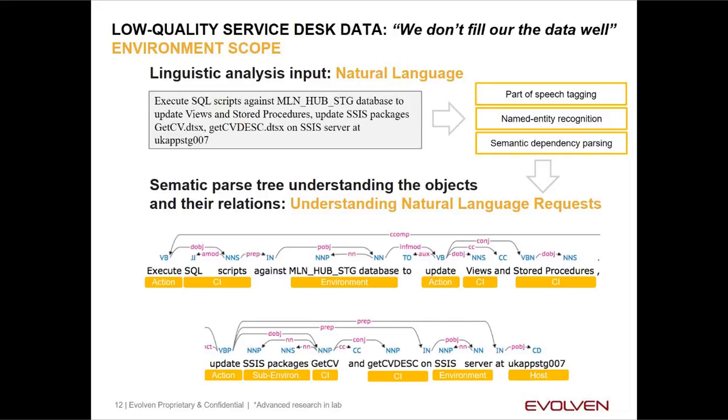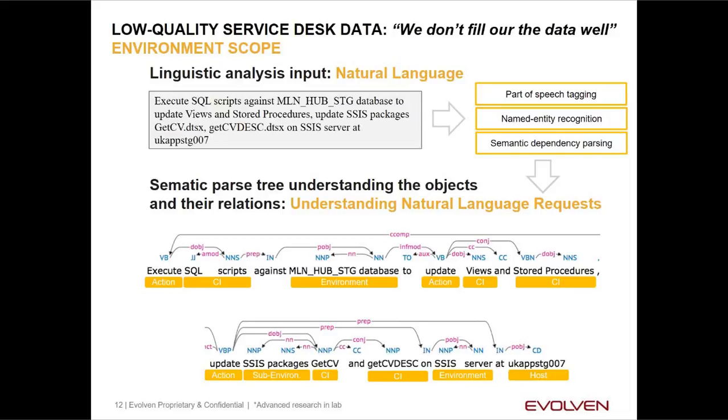Well, let's just talk about the environment scope. Linguistic analysis input is really a cool thing that our engine does. It's basically natural language. Somebody gives us something and says, hey, I need to execute this against this, that, and I'm going to change this and do that against this host. If you've ever tried to correlate what actually changed, because there could be 700 changes, 37 changes, who knows what that number is, how do you correlate that back to that natural language?